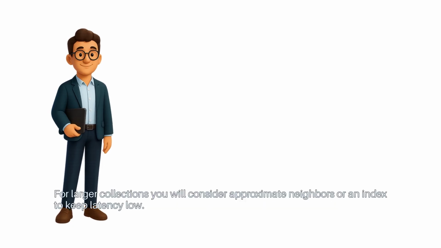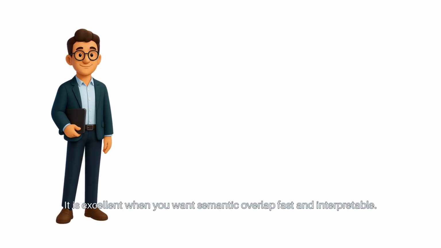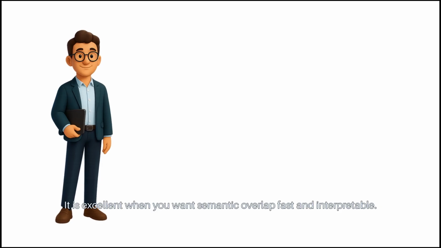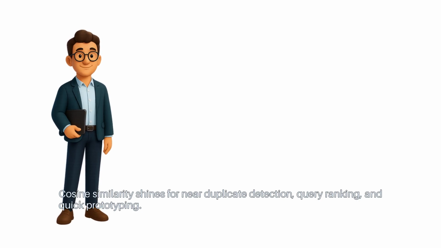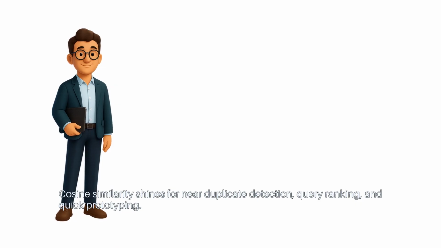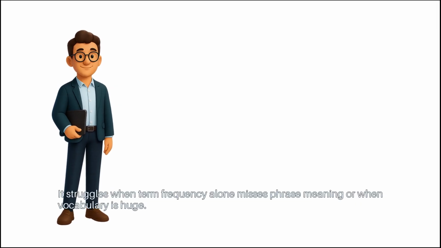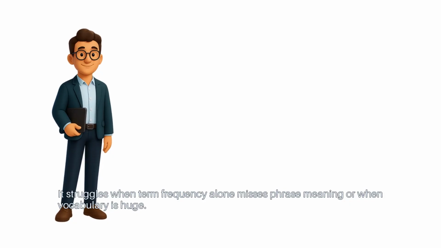For larger collections, you will consider approximate neighbors or an index to keep latency low. It is excellent when you want semantic overlap fast and interpretable. Cosine similarity shines for near duplicate detection, query ranking, and quick prototyping. It struggles when term frequency alone misses phrase meaning, or when vocabulary is huge.